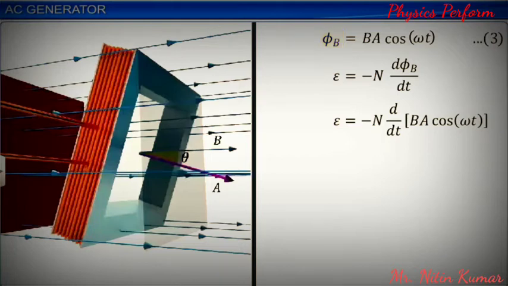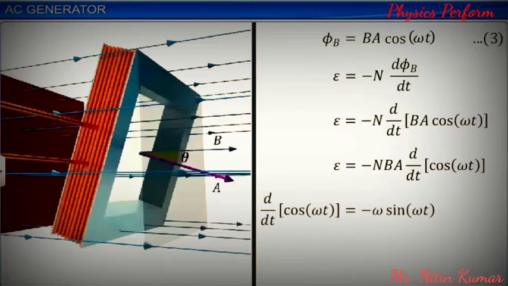The strength of the magnetic field B and the area of the coil A are constants. The equation now transforms to E is equal to minus nBA d by dt of cos omega t. From differential calculus, we have d by dt of cos omega t is equal to minus omega sin omega t. Hence, the instantaneous value of the EMF is E is equal to nBA omega sin omega t. Let this be equation 4.